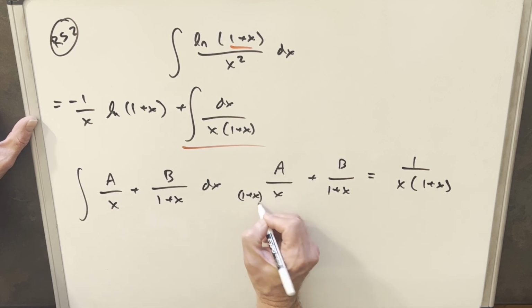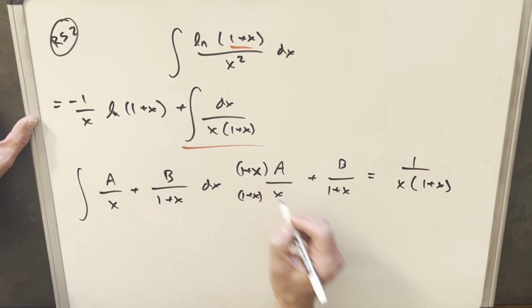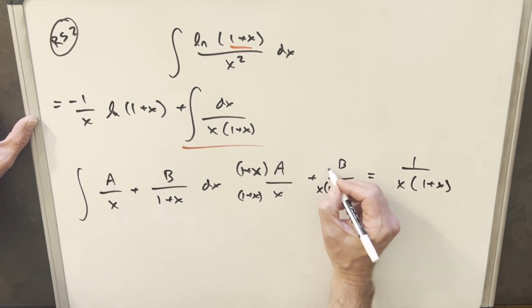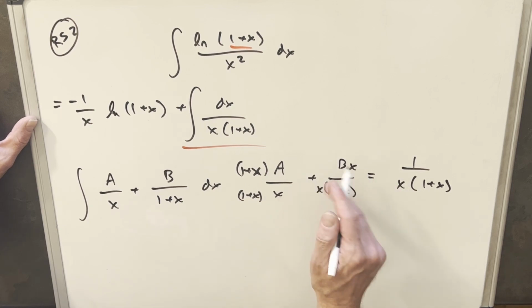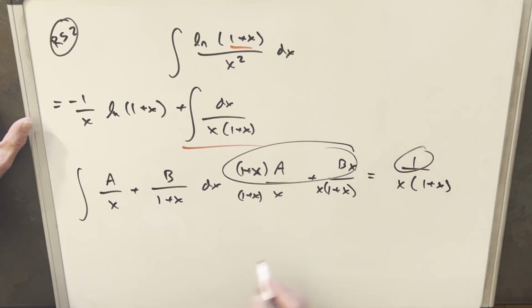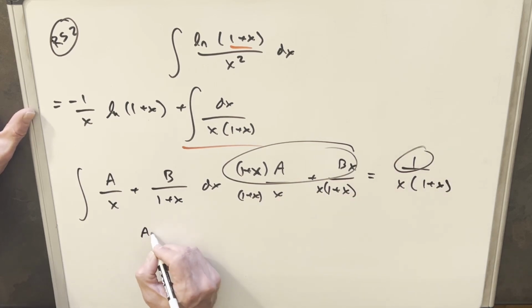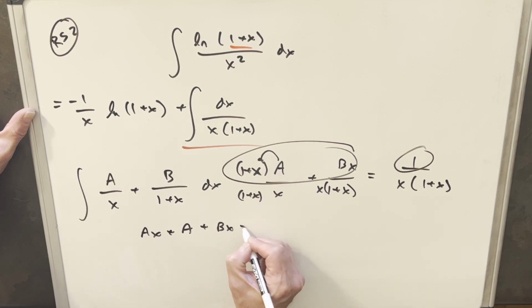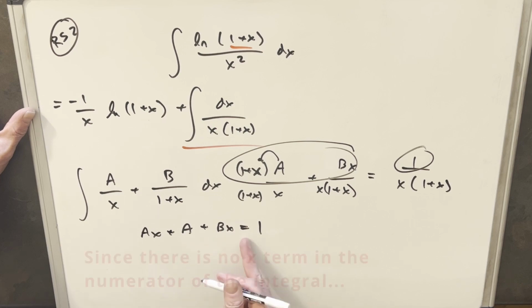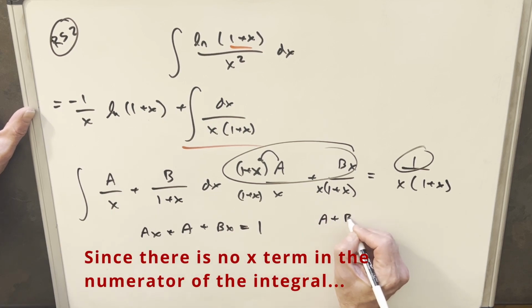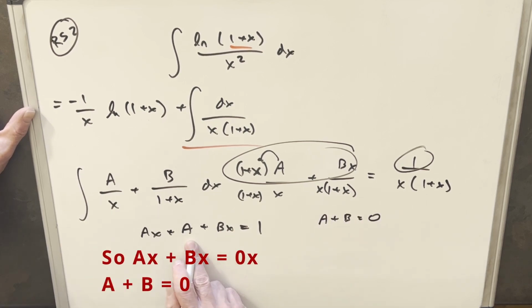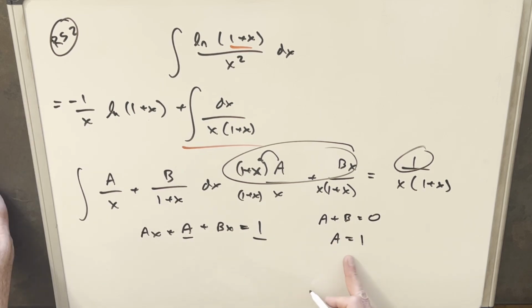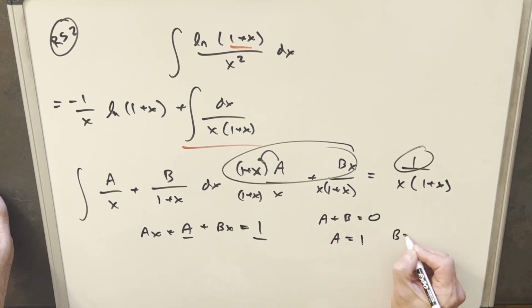So if I multiply here by 1 plus x, and I multiply here by x, then this numerator has to equal 1. If I multiply this all out, we have Ax plus A, distributing this in, plus Bx equals 1. What that implies is A plus B is going to equal 0, and our A has to equal 1, just equating the like terms. But if A is 1, then B must be minus 1 for this expression to be 0.